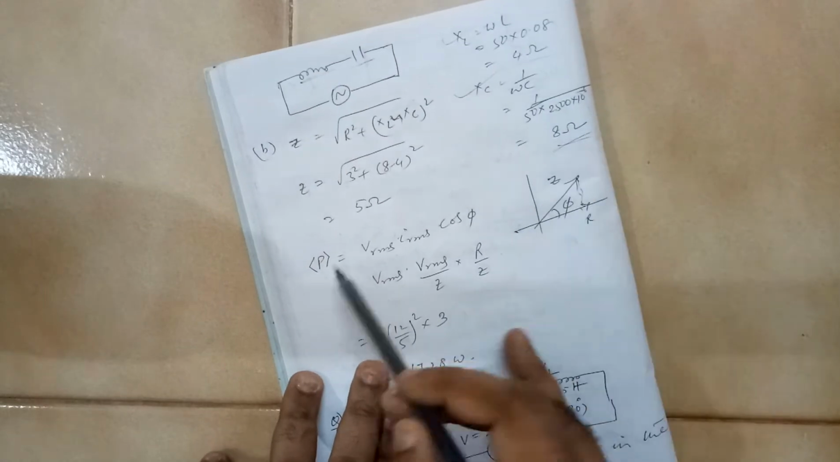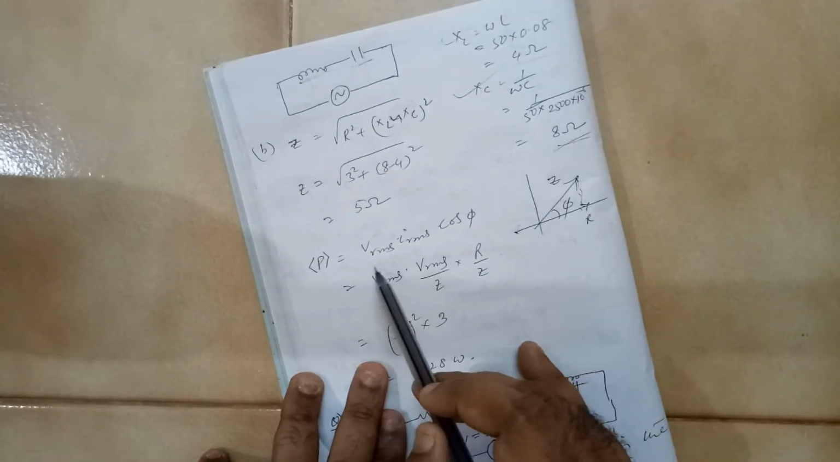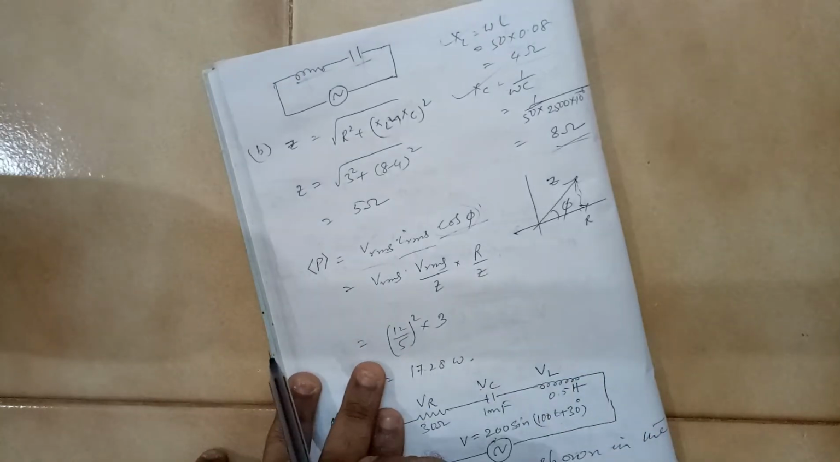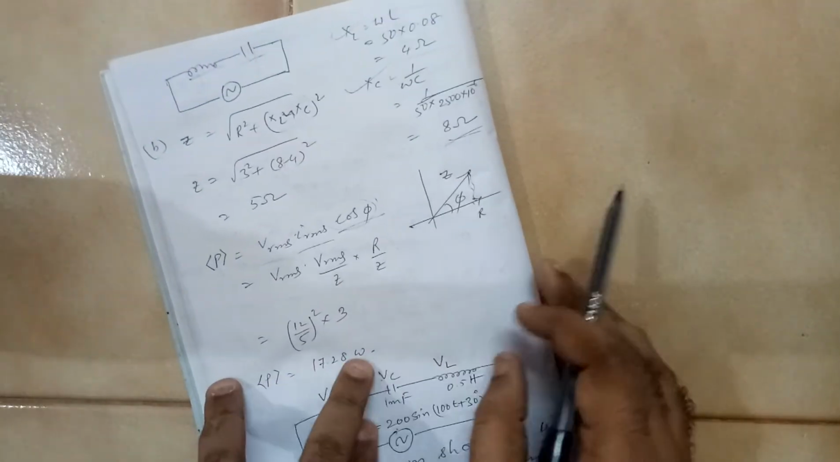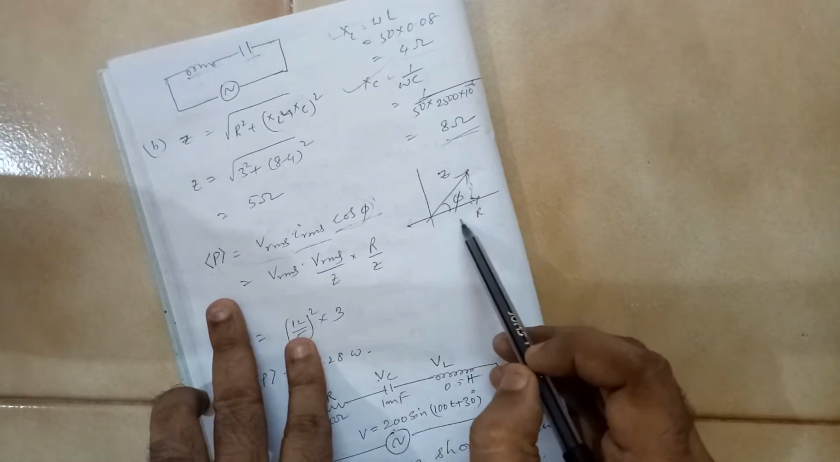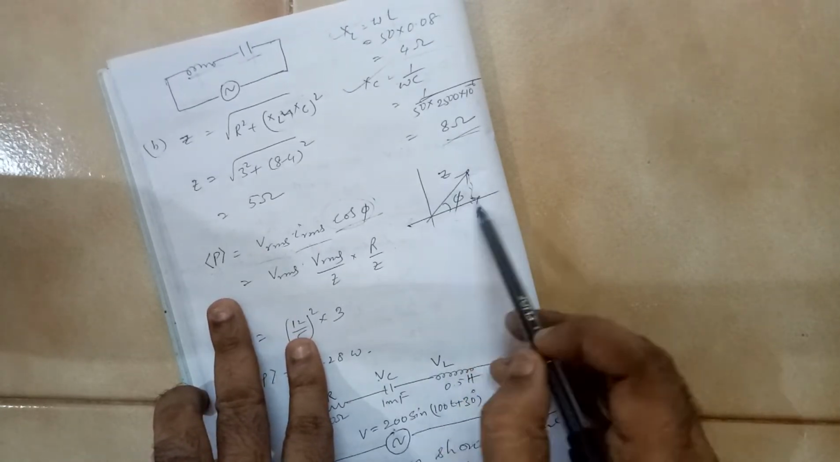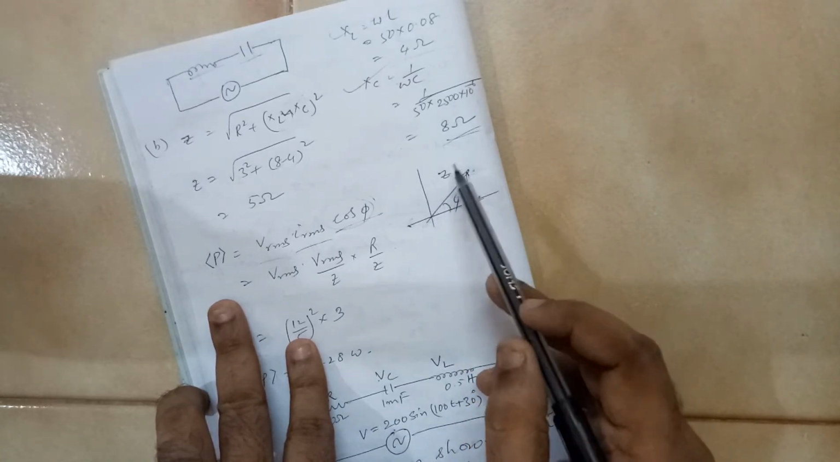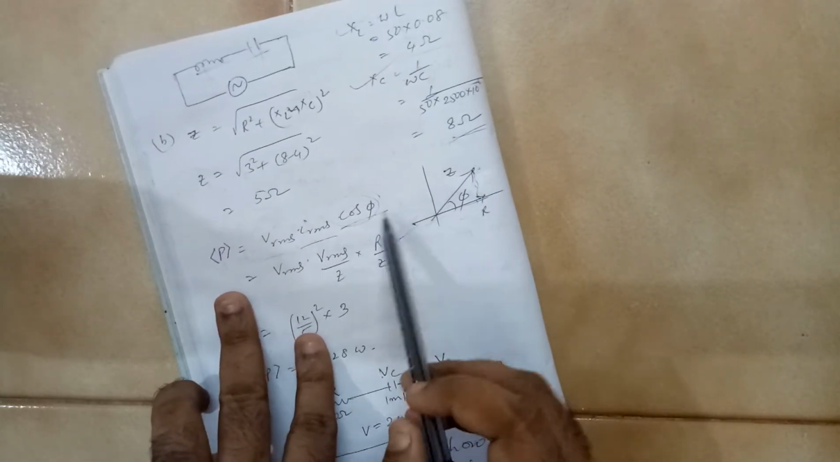In order to find the power, the equation is Vrms into Irms into cos phi. This is the power factor. I told you about the power factor in some previous example also. You can find it from this diagram: adjacent by hypotenuse. The adjacent value is R and the hypotenuse value is the impedance Z. So it will be R by Z.